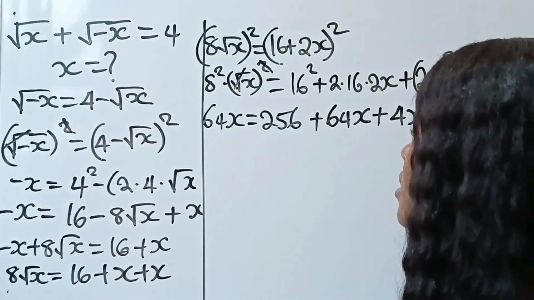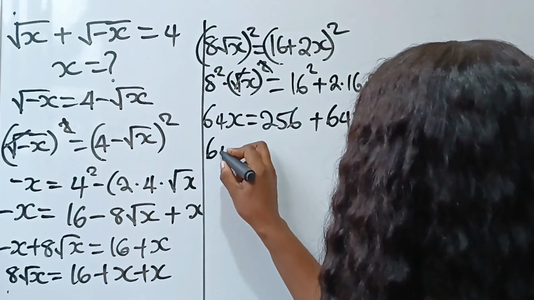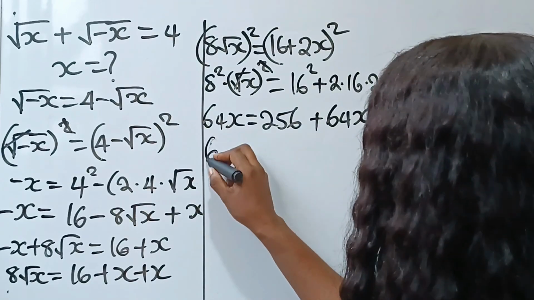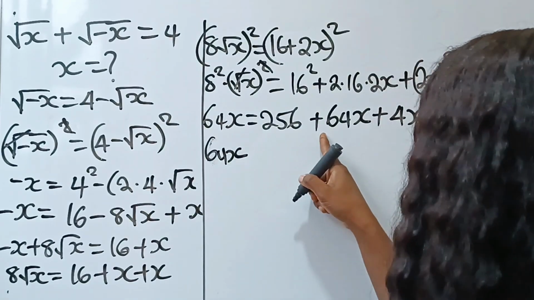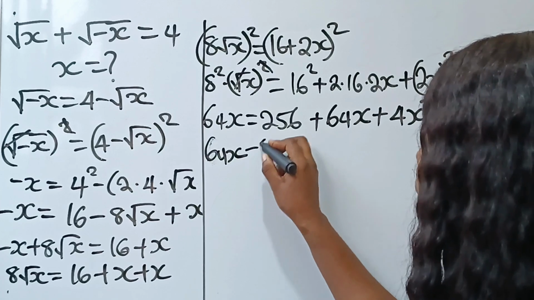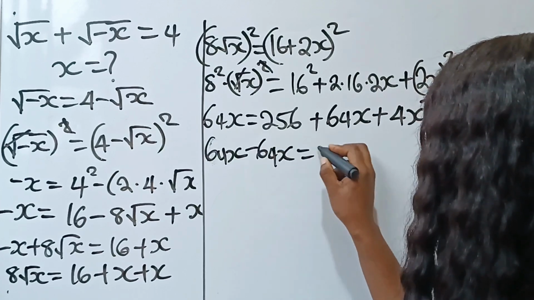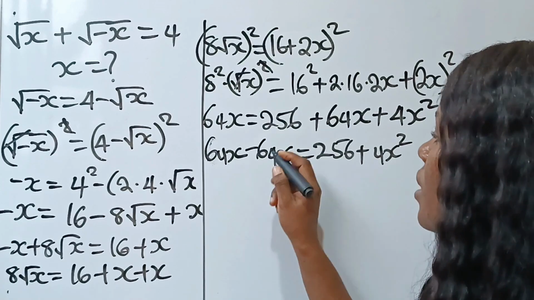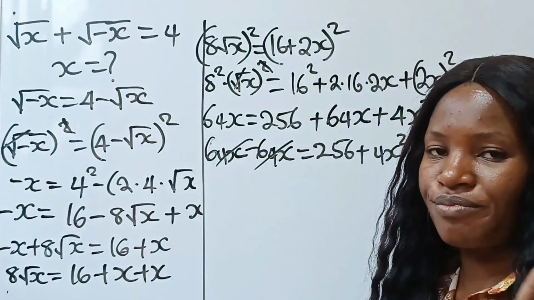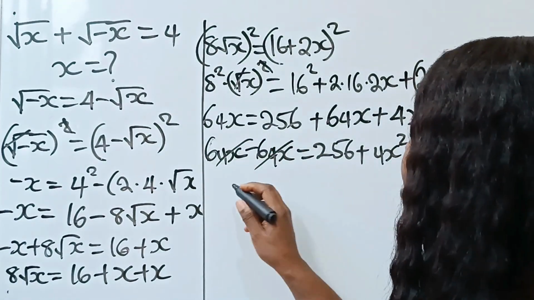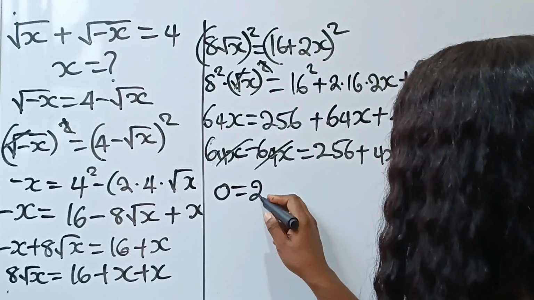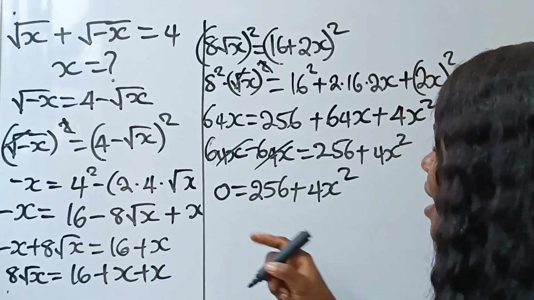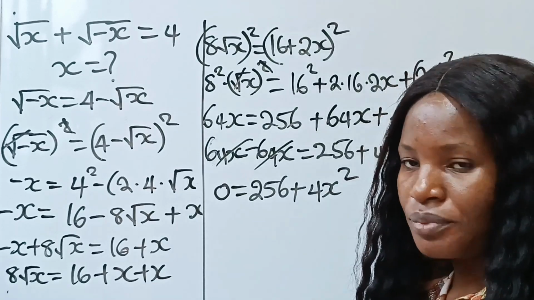So we have 64x. Now plus 64x we cross to become minus 64x is equal to 256 plus 4x squared. Now this minus this is 0. Yes, that one is gone, so our equation is becoming smaller and easier to solve. So this is exactly what we have right now.